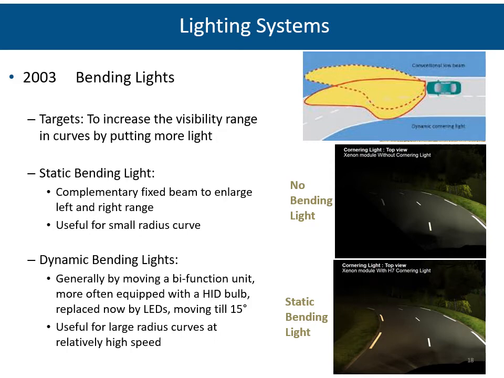And the other type is called the dynamic bending lights. And this is realized by moving, at the beginning generally a bifunction HID unit inside the headlamp, now more naturally with LEDs, and moving till an angle of 15 degrees. And this is particularly useful for large radius curves at relatively high speed. Naturally, the information that is used is the information of the driving wheel angle.